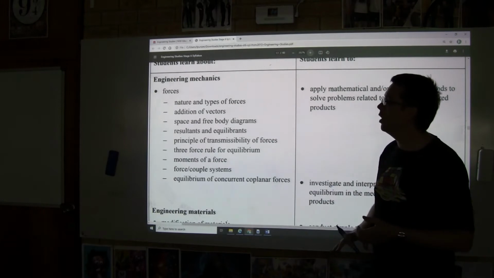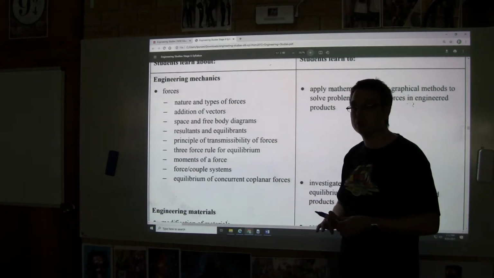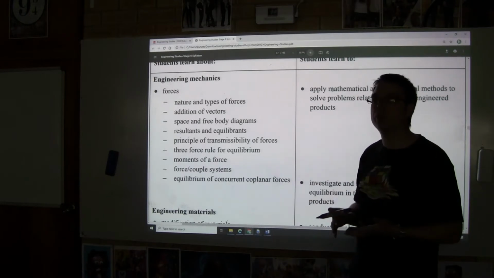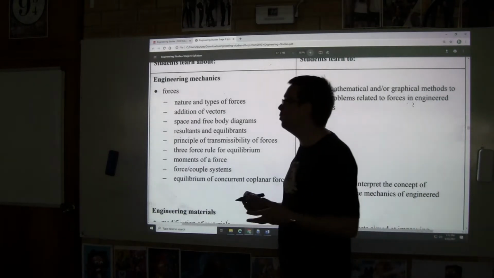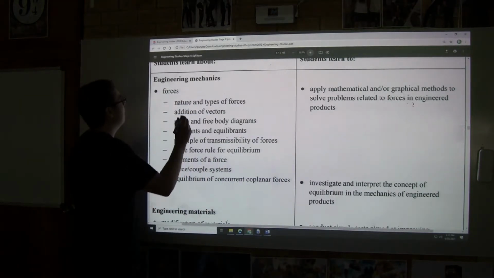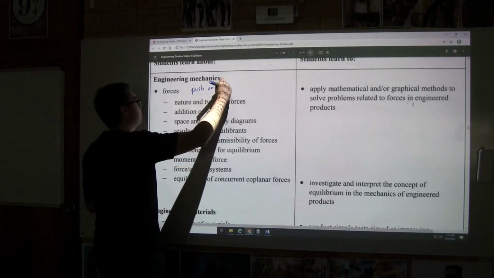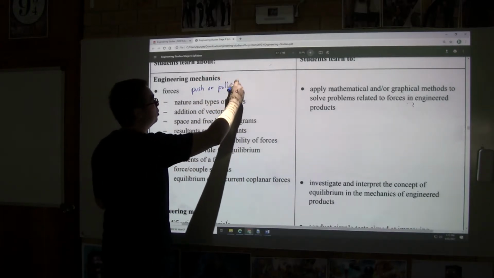Okay, so the first thing we're going to outline is a lesson where we're going to talk about the nature and types of forces. To do this, we have to understand what a force is. A very simple definition of a force, and I think this is the one that Copeland gives in his book, is that a force is a push or pull. I then add or twist.